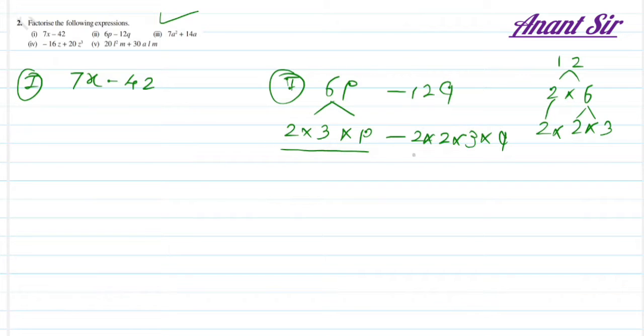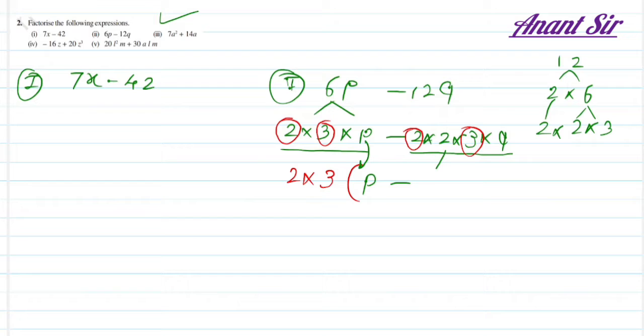In the first and second term, what are the things which are common in both the terms? There is one 2 and there is one 3. So we take this 2 and 3 common and write the remaining terms as they are. So here p remains as it is, 2 remains as it is and q remains as it is. So it is 6 in bracket p minus 2q. This is one method of solving it, okay.